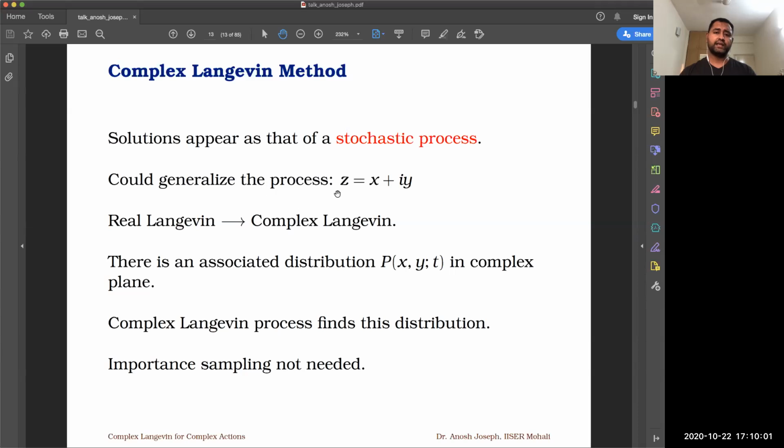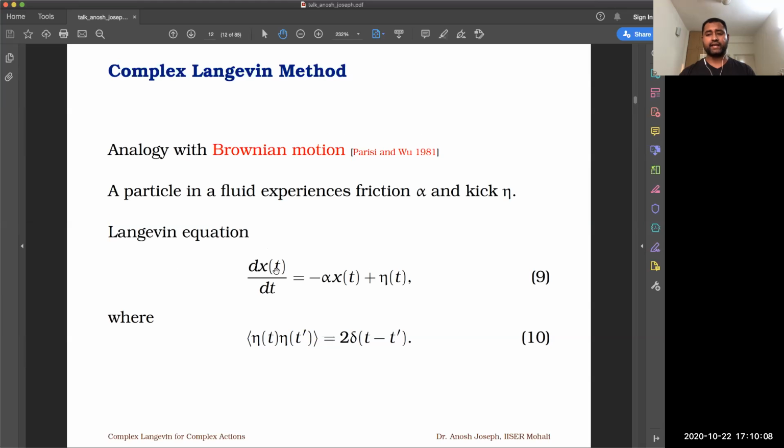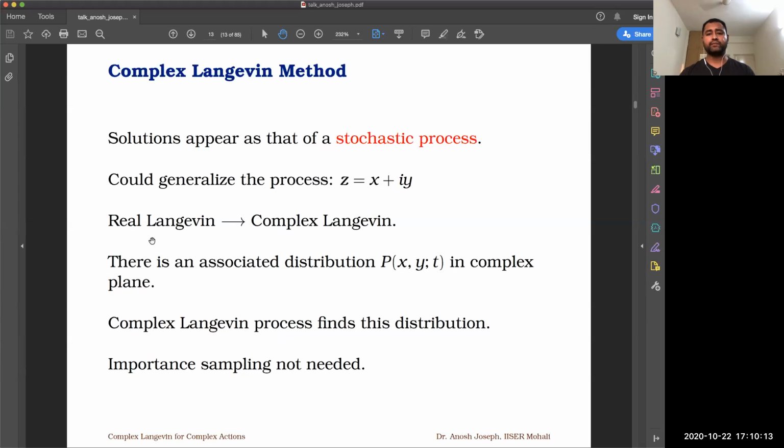We can generalize this process by introducing another variable y and calling z equal to x plus iy. So we started with x, and we complexify this x to z. So real Langevin becomes complex Langevin. There is an associated distribution P(x, y) in the complex plane. We introduced the y variable, which is a new variable now. So we have x and y, and there is a combined distribution, and the complex Langevin process finds this particular distribution. And importance sampling is not needed.